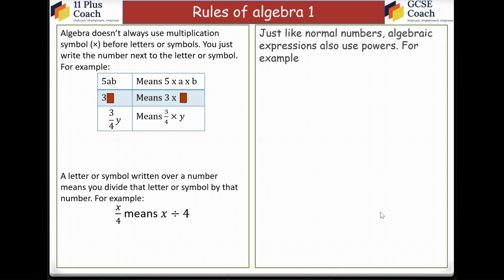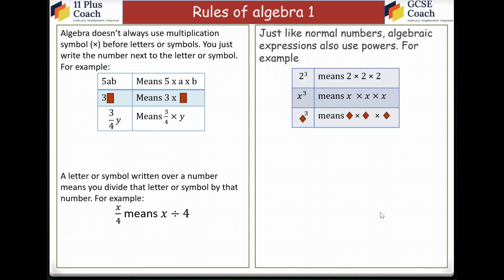Just like normal numbers, algebraic expressions also use powers. If you have 2 to the power of 3, that means 2 times 2 times 2. In this case, x to the power of 3 would mean x times x times x. So remember this, algebra follows exactly the same rules as normal numbers in terms of the operations you can do with them. Even shapes, for example, if you have a shape to the power of 3, that means that shape times that shape times that shape. A shape could represent anything. So the point is, you can use powers in algebra just like you use with normal numbers.